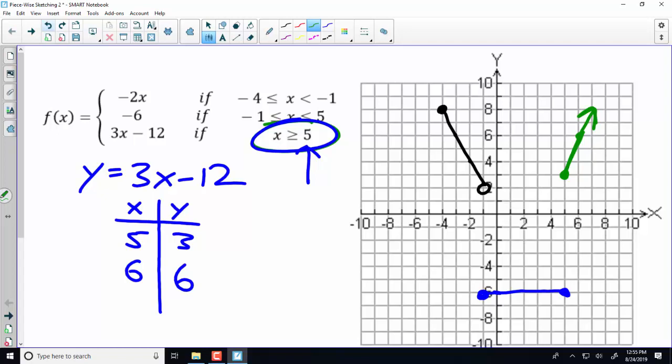By the way, whenever you draw a piecewise function, take a moment when you're done to make sure that it passes the vertical line test. Whoops! I do not pass the vertical line test here. I made a mistake. It's a good thing I did that check.